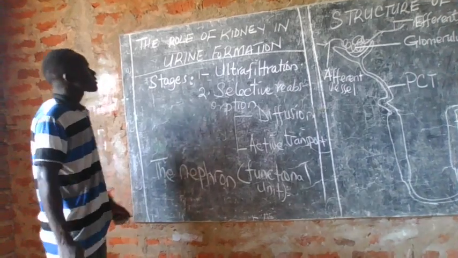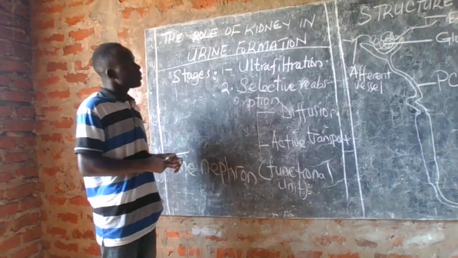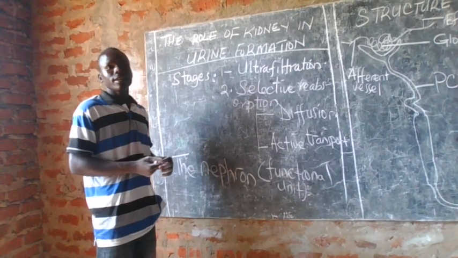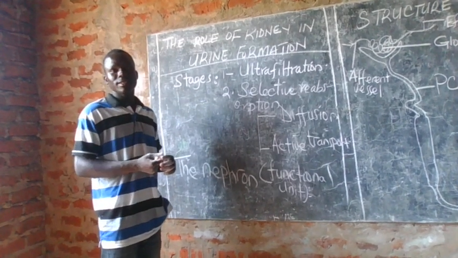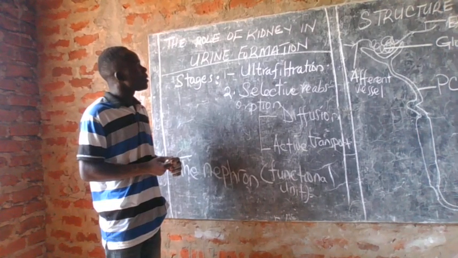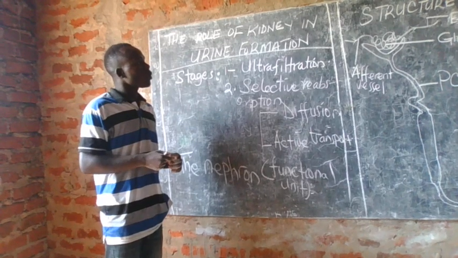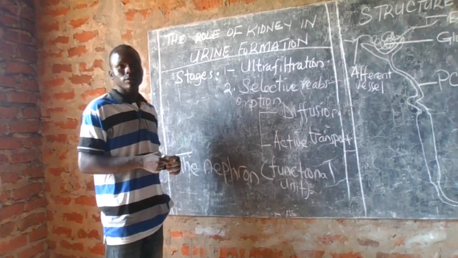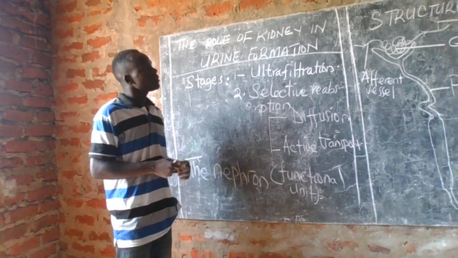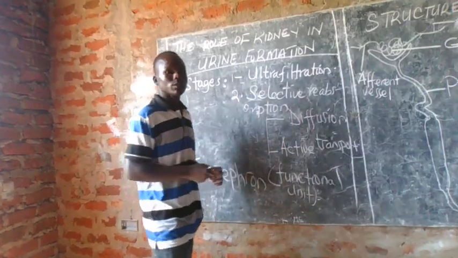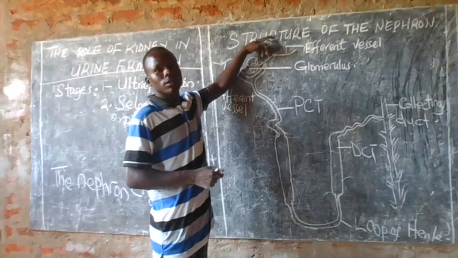We want to talk about urine formation today. You know that for us to form urine, we use the kidney. Isn't it? Use the kidney to form urine. And that functional part of the kidney is what we call the nephron. Before we form our urine, the first thing we need to know is the structure of the nephron. This is the structure of the nephron.